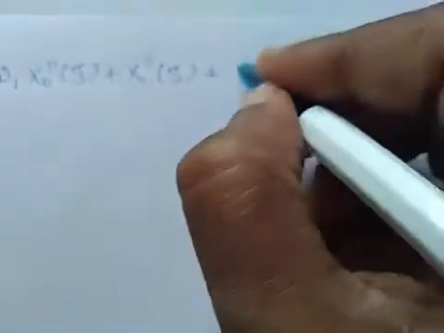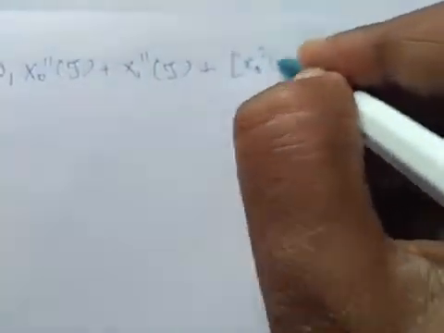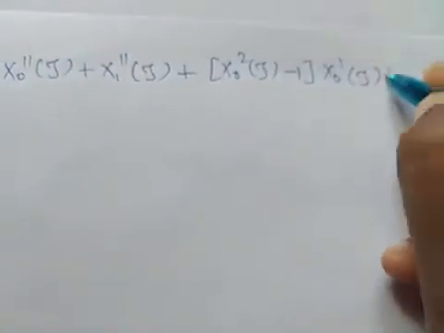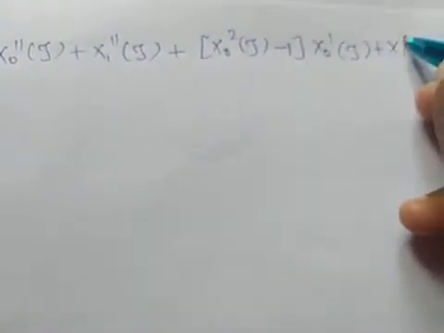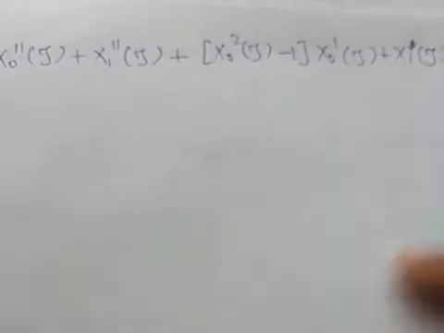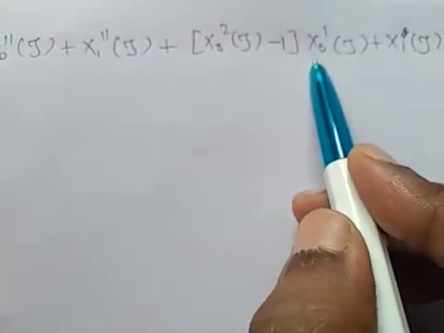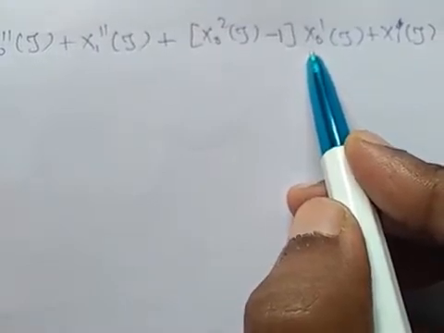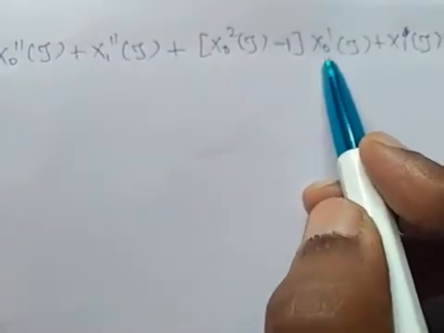So, we will get equation as 2 into omega 1 x naught double dash of tau plus x1 double dash of tau plus x naught square tau minus 1 x naught dash of tau plus x1 of tau equal to 0. We got the value of x naught, right? So, substituting the values of x naught, we can find x1 double dash.